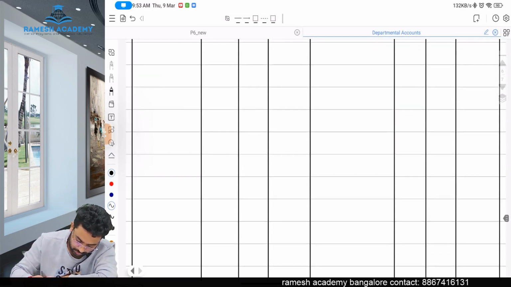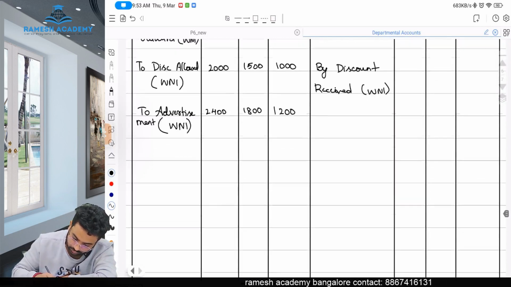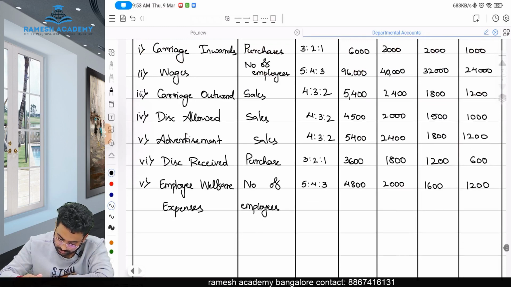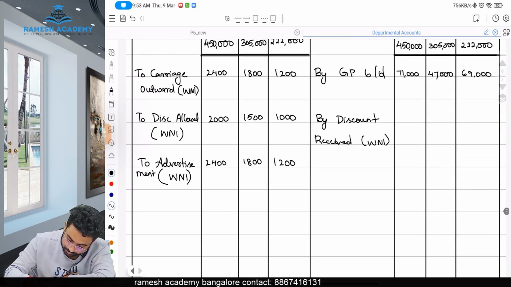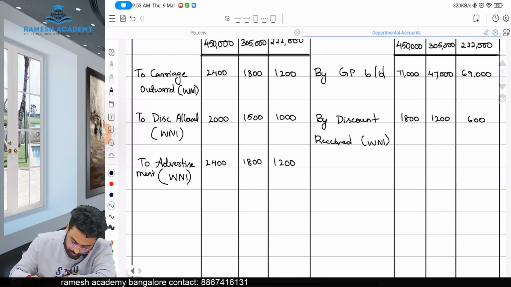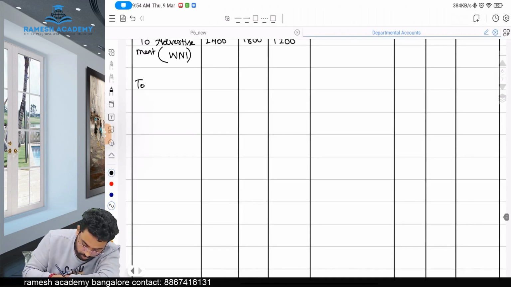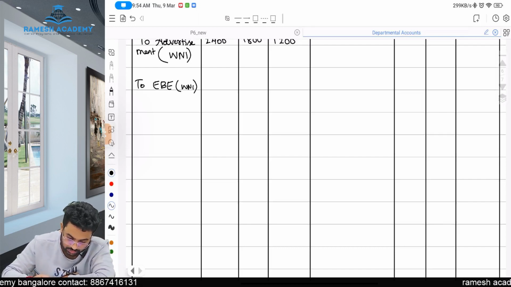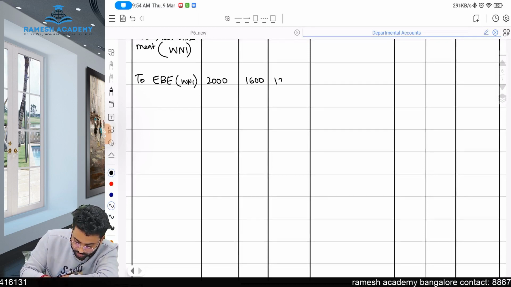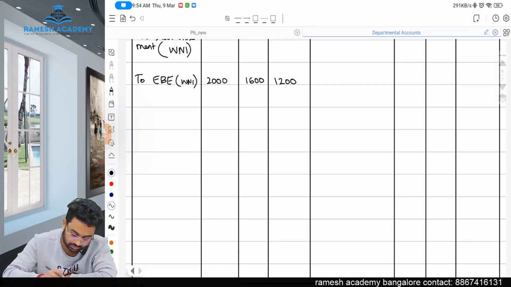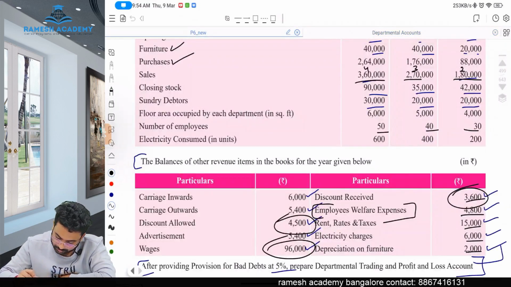So for the employee benefit expense, the discount we didn't write, it is 1,800, 1,200, 600. Employee benefit expenditure, working note number 1. How much is it? 2,000, 1,600 and 1,200, right? Total is 4,800. Done, sir. Employee benefit expense is done.